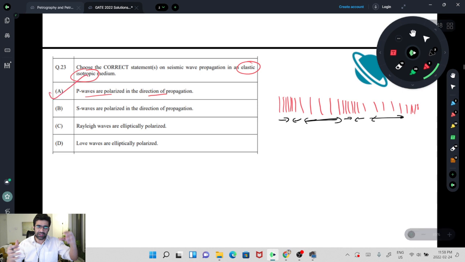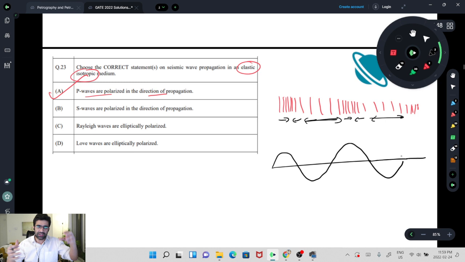S waves are polarized in the direction of propagation, which is not true, because S waves, as you know, move like this. They are shear waves, secondary waves. They may not even be plane polarized, but anyway, they are polarized in a direction perpendicular to the direction of travel. So this way also they could be polarized, or any other way like that. But it is perpendicular to propagation, and if they move through only one plane, then they are called plane polarized. So this is wrong.